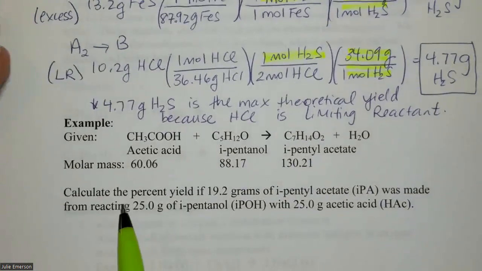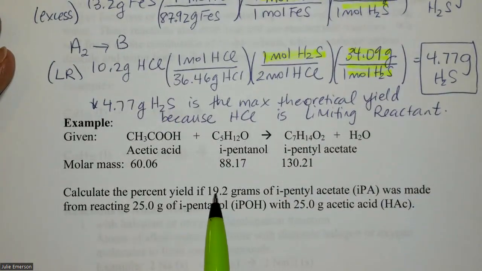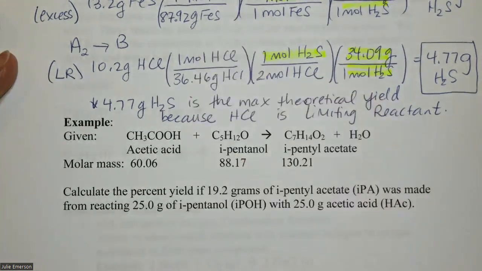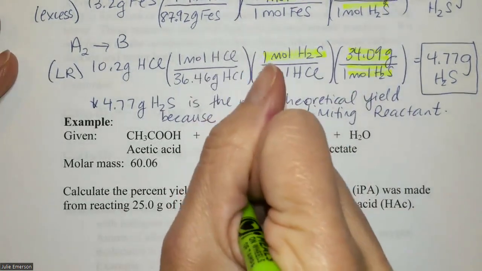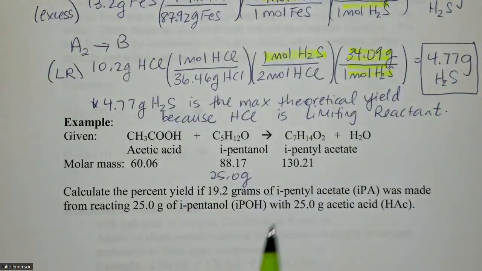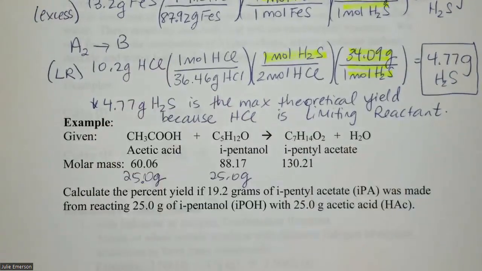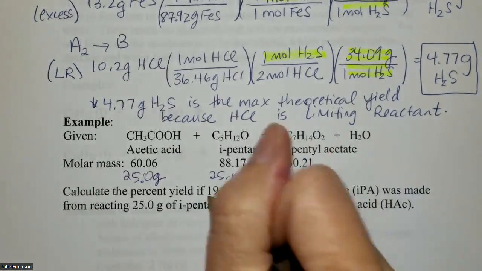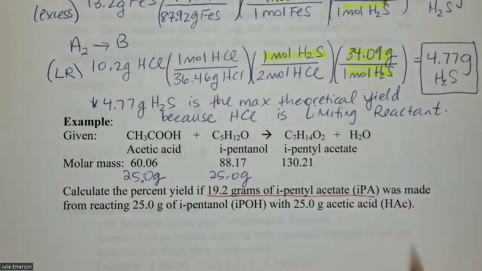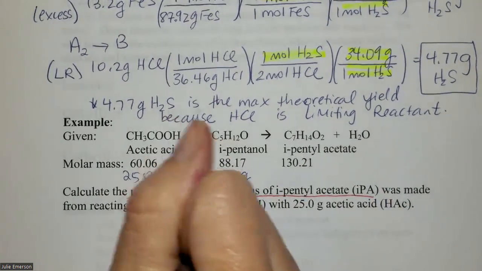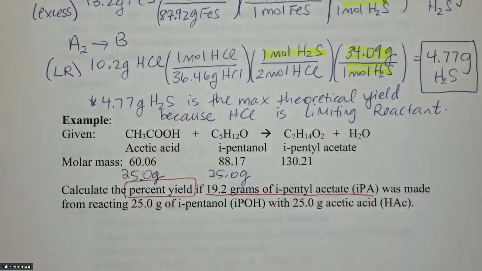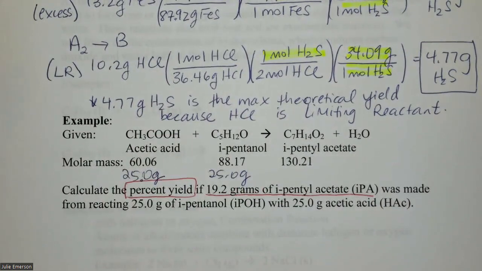So for this one, we want to know the percent yield if 19.2 grams of isopentyl acetate was made from reacting 25 grams of isopentanol. So I'll put the 25.0 grams under isopentanol with 25 grams of the acetic acid. And then we're given this second part, which is we have 19.2 grams of isopentyl acetate. But what's different here is we're looking for percent yield. So let's break this up. This is sort of two parts.